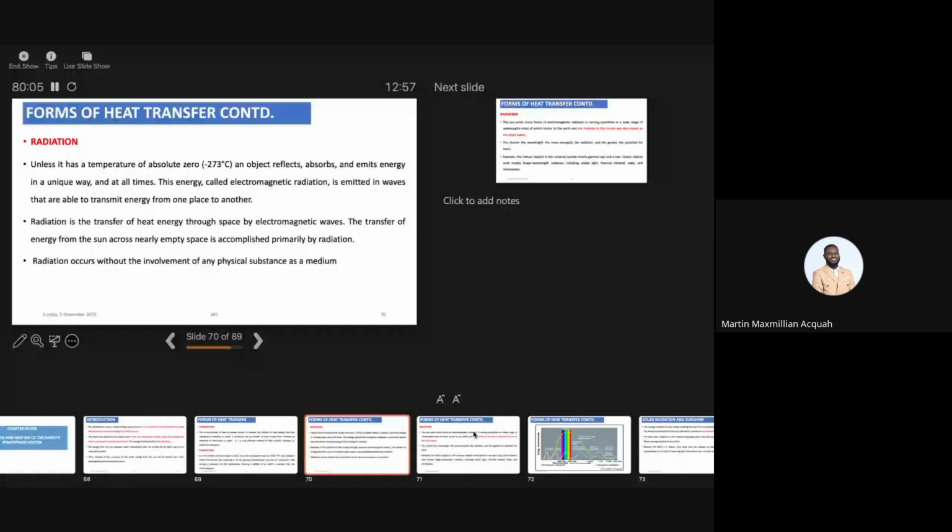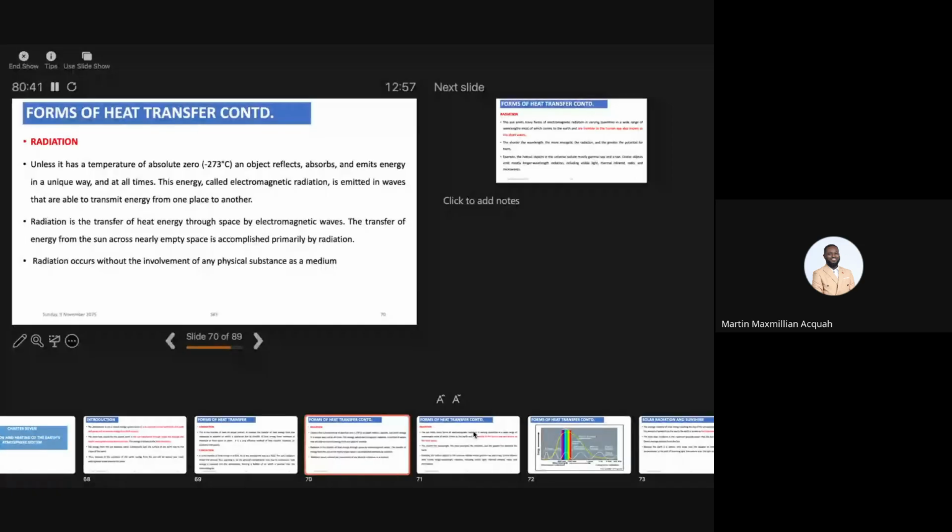Okay, so class, these three ways can be summarized in the boiling of water. So let's start. Let's say we are boiling water using firewood. The firewood comes out with flames of fire. That flames of fire move in space, a matter of space.